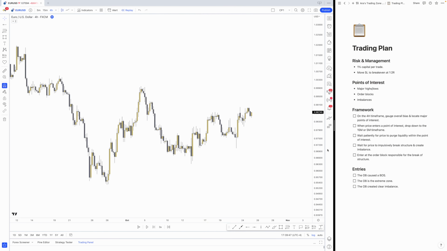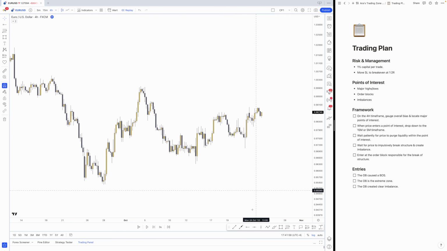We're going to be taking a look at EURUSD for our first example of a Model 1 entry. On the right side of the screen, you can see that I've put together a quick trading plan template using Notion. This trading plan contains some risk management guidelines, examples of points of interest, and the entire 5-step framework for our strategy. I've also included a small entry checklist to ensure that we're only getting involved in the best trades.